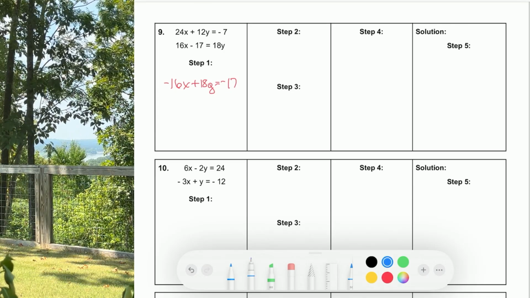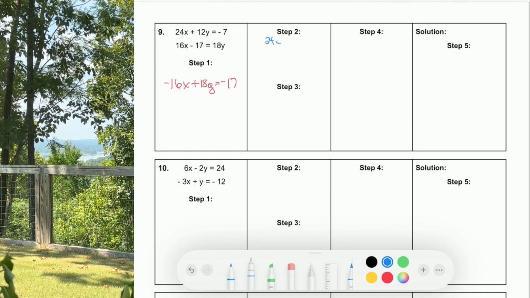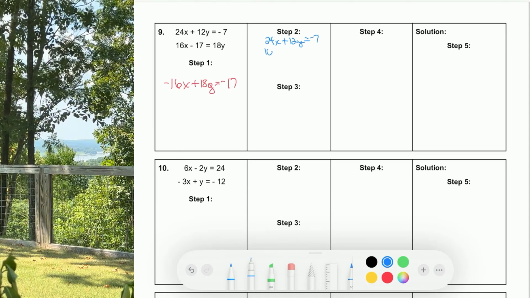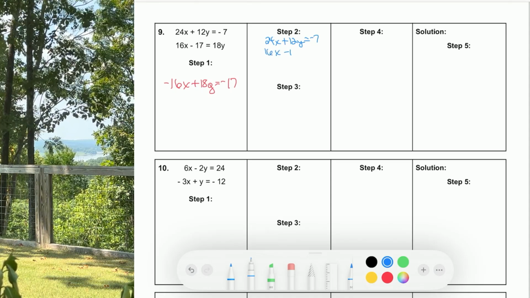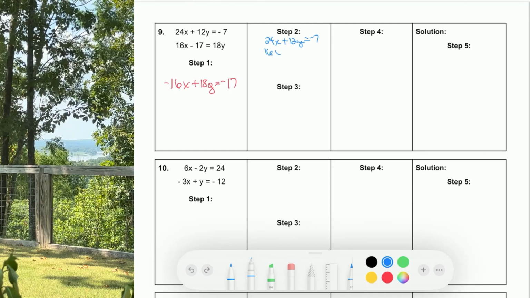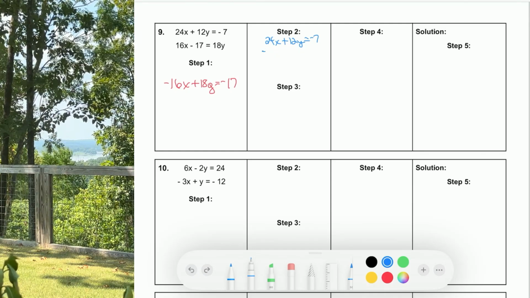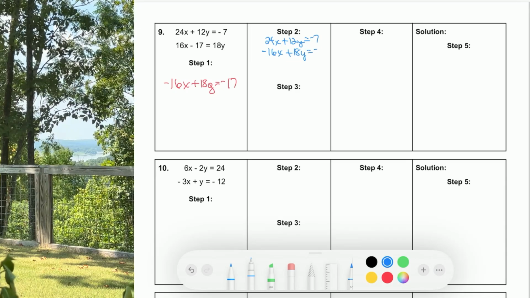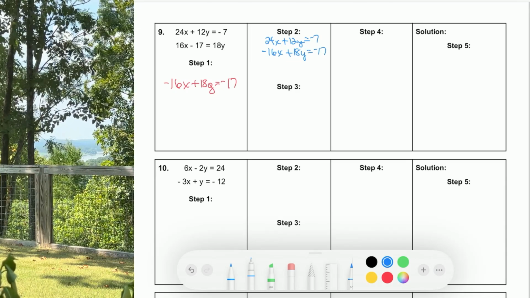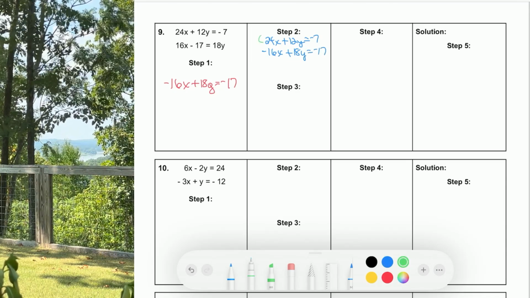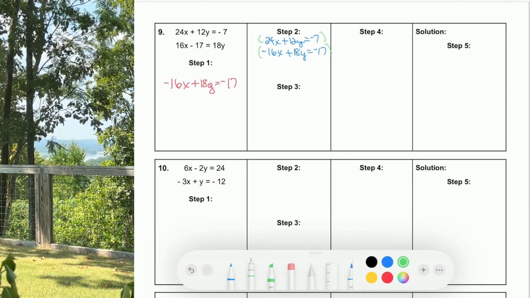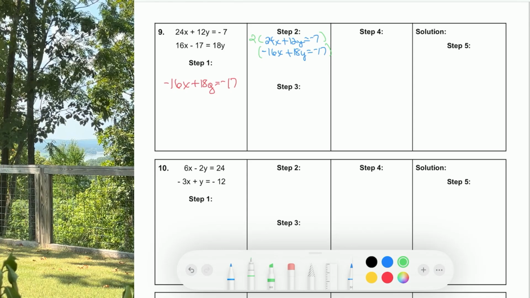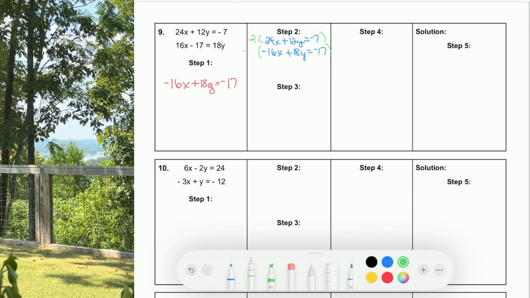All right, so let me write these out really quickly. 24x plus 12y equals negative 7. Negative 16x plus 18y equals negative 17. Excuse me, I started to copy the wrong version of it. All right, so this time through, we're going to multiply by numbers that will help us cancel out our x's. So we're going to multiply by 2 and negative 3.